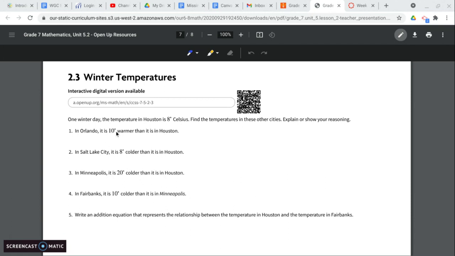In Orlando, it's 10 degrees warmer than it is in Houston. So we're going to add 10 to 8. So 8 plus 10 gives us 18 degrees Celsius for Orlando. In Salt Lake City, it's 8 degrees colder than it is in Houston. So we have 8 minus 8, which is going to give us 0 degrees Celsius.